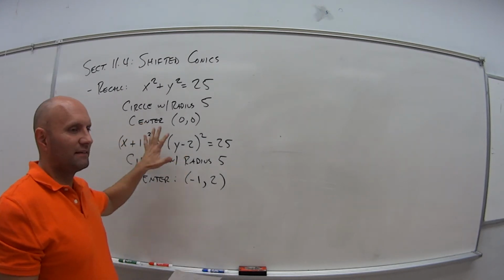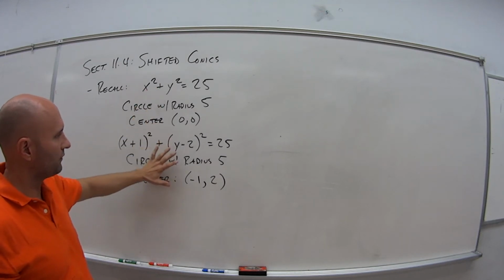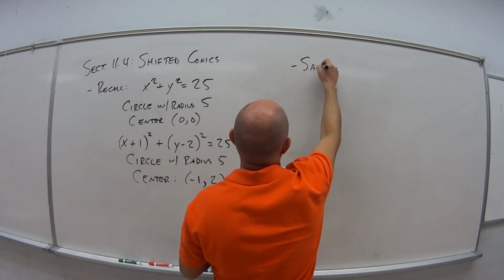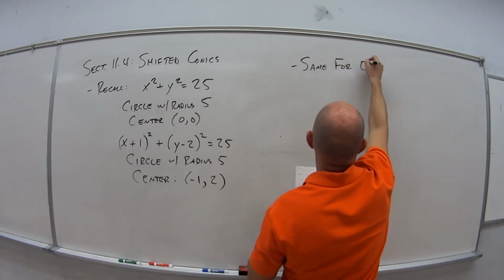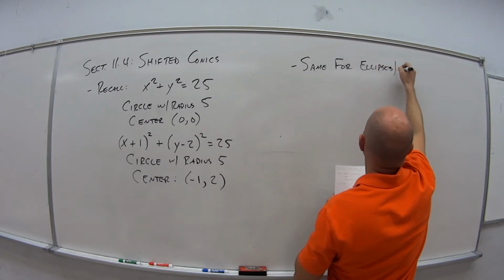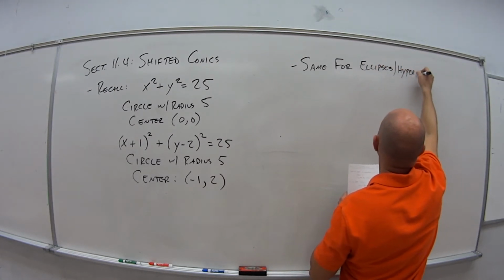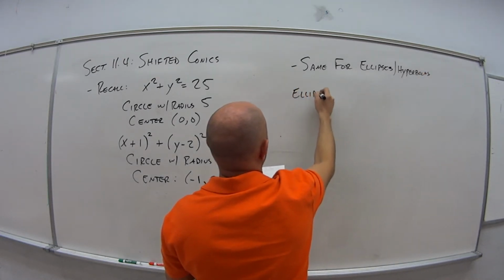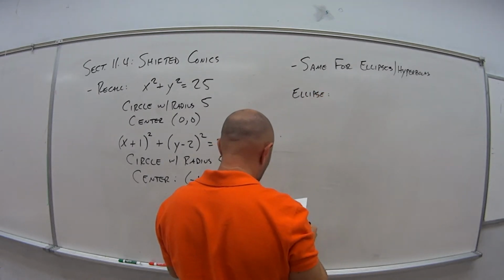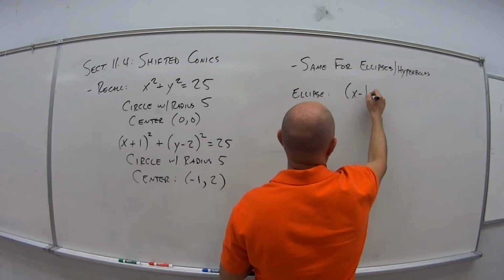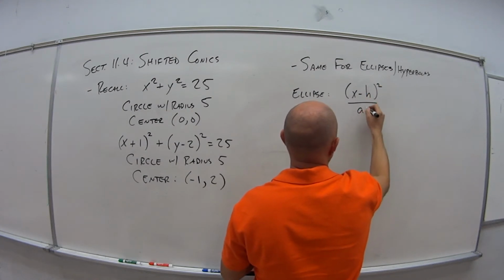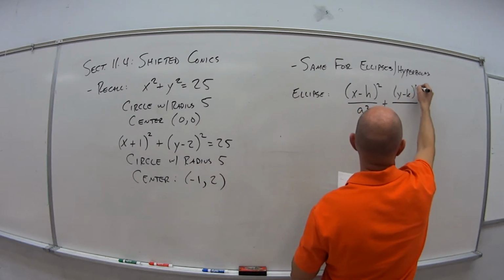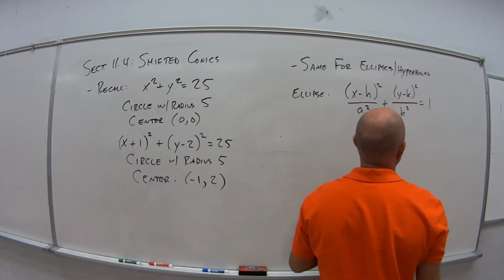So this exact same idea, moving the center of the circle, applies to ellipses and hyperbolas. So for our ellipse, for example, if I have (x minus h) squared over a squared, and for an ellipse we have a plus in between here, and (y minus k) squared over b squared equals 1.